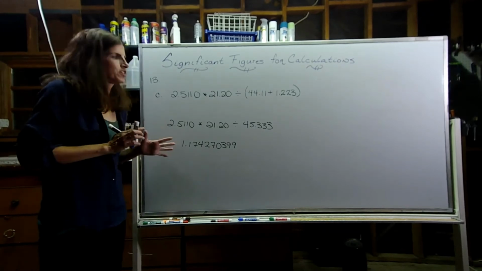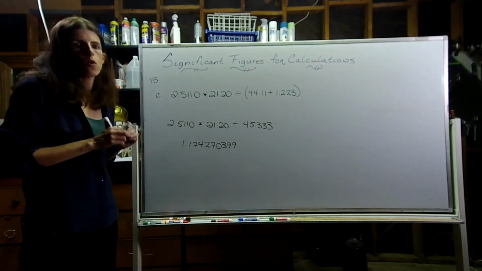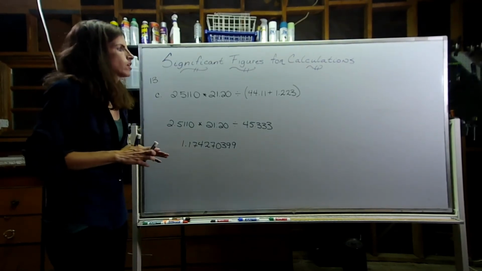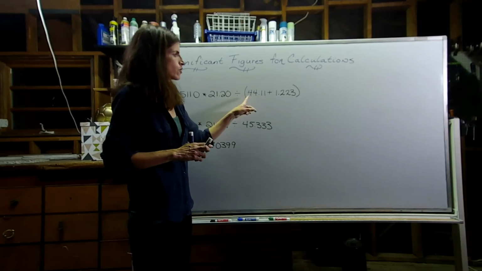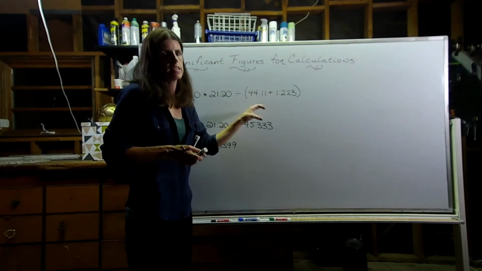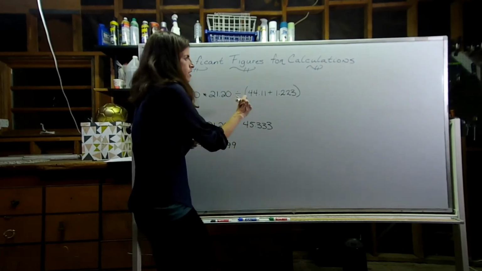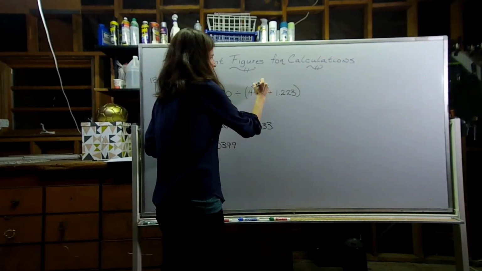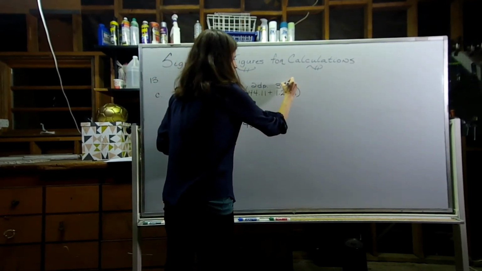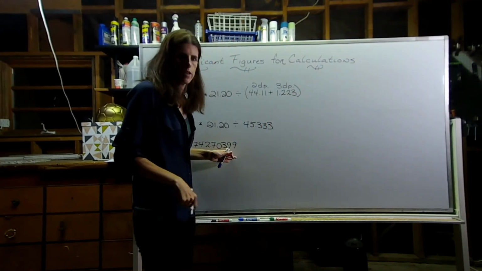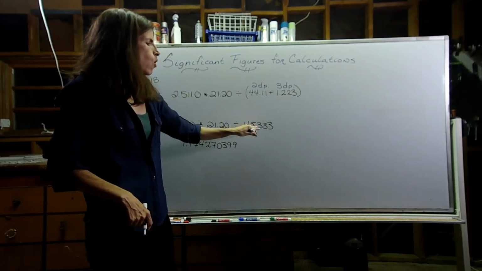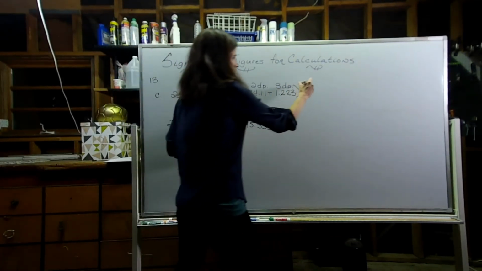Let's look at 13C. So we're going to apply order of operations again, and we're not going to do any rounding until the end. So I'm going to tackle the parentheses first. We have addition, so when we're analyzing the sig figs in this section, we're going to look at decimal places. I have 2 decimal places with the 44.11 and 3 decimal places with the 1.223. So when I add these up, my answer only has 2 decimal places.